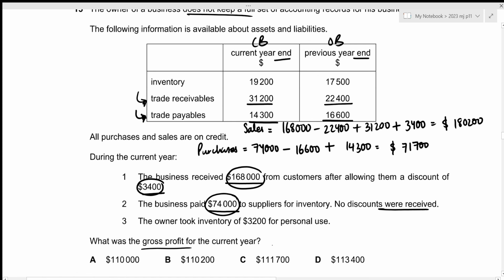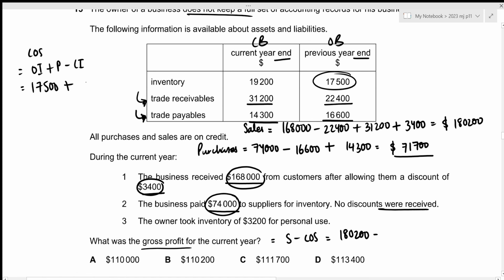Now we can easily figure out gross profit. So our formula is just sales minus cost of sales. We have our sales to be 180,200. Let's figure out cost of sales. That is just going to be opening inventory plus purchases minus closing inventory. We have our opening inventory to be 17,500. We have purchases to be 71,700. And we have the closing inventory to be 19,200. This gives our cost of sales to be 66,800. So our gross profit for the year is 180,200 minus 66,800, which is 113,400, which is given in option D.